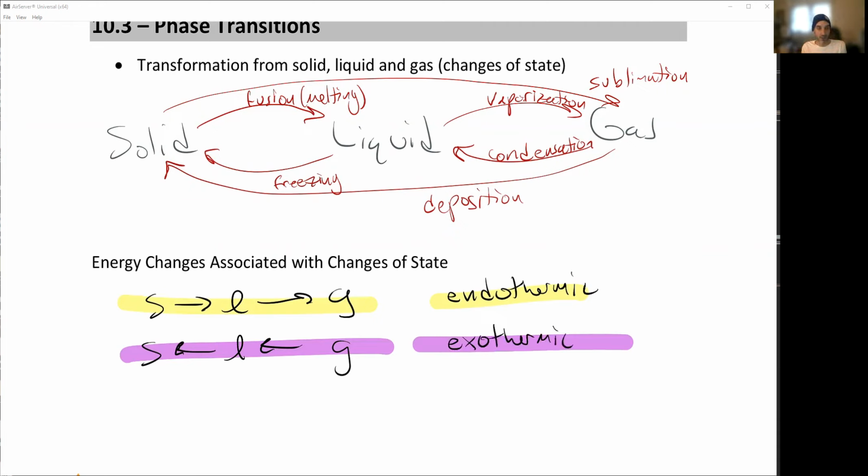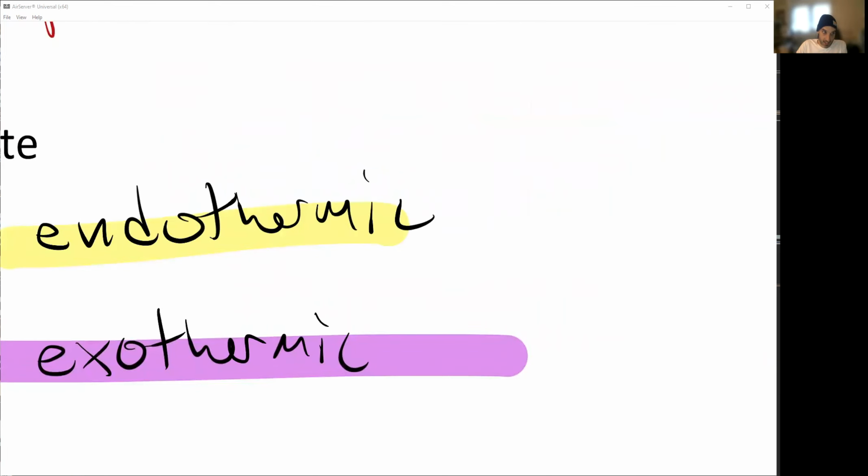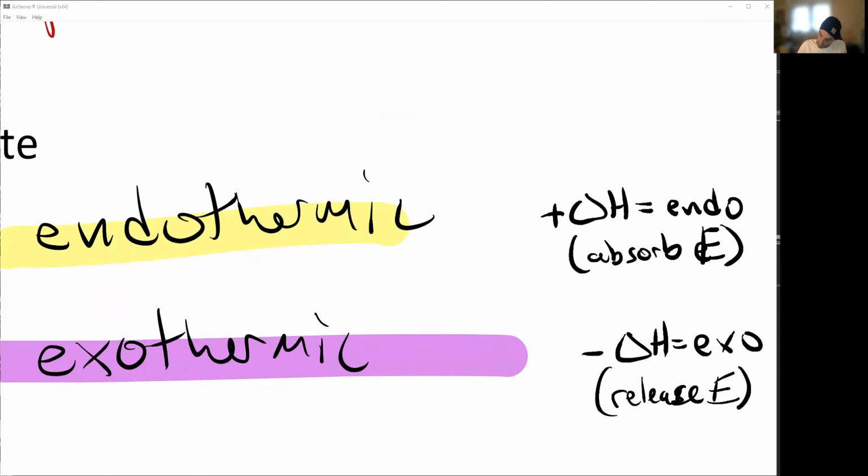Okay, so we have to know those phase changes and their energies associated with them. And we did look at enthalpies associated with these. So endothermic process is going to be a negative delta H, or I'm sorry, positive delta H. And a negative delta H is exothermic, okay? Endothermic is going to absorb energy. And exothermic is to release energy. So there we go.